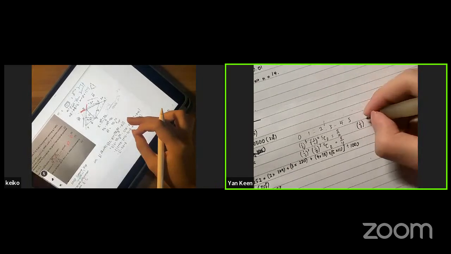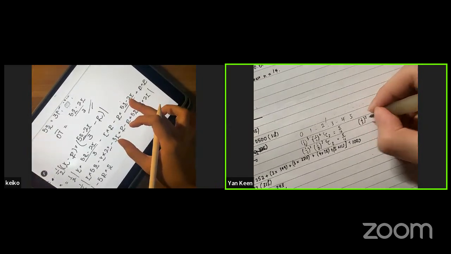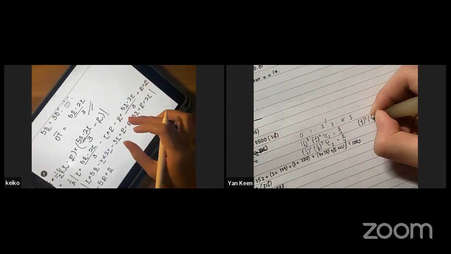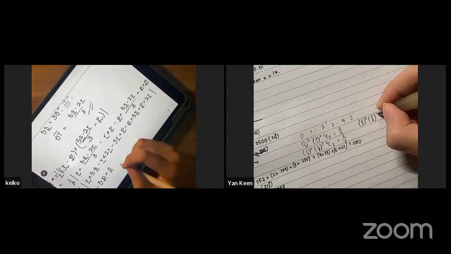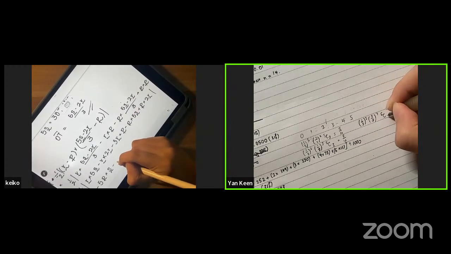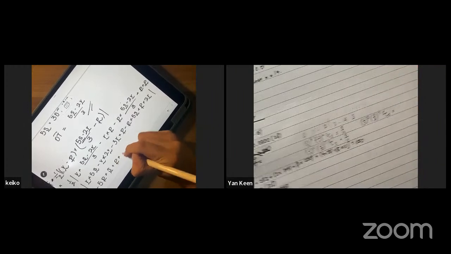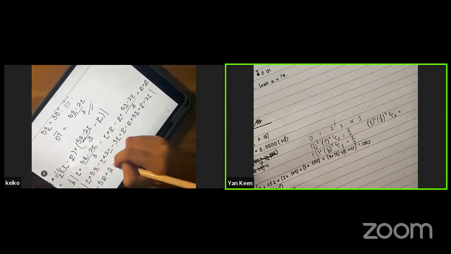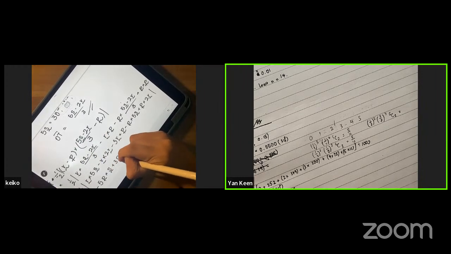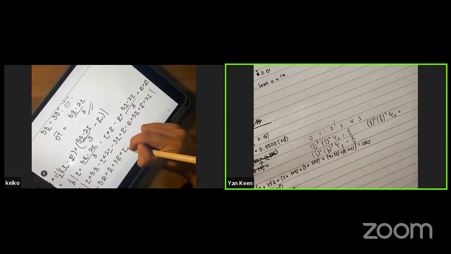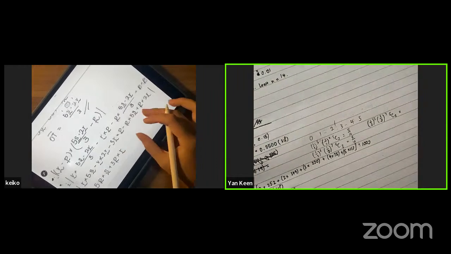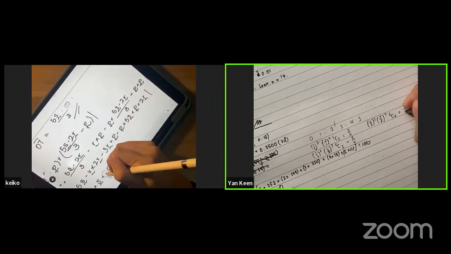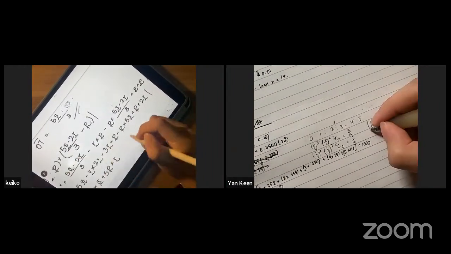So 1/3 power 2, this is CDF 2, okay. And then 2/3 power 3, and then 5C2, right? Which is 1/9 times 2/3 power 3, times 5C2 is this. Very strange number, right?